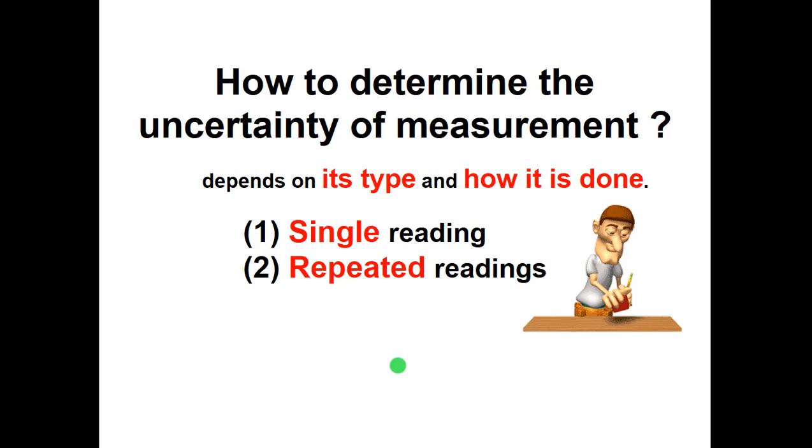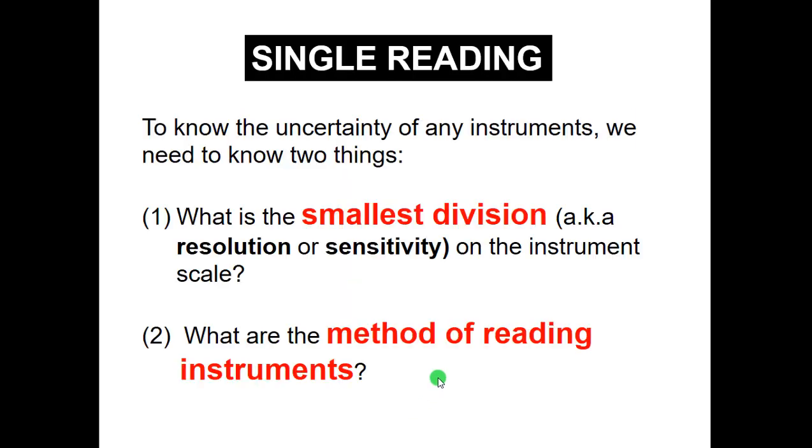How do we determine the uncertainty of measurements? It will depend on its type and how it is done. Basically, in every measurement in a physics experiment, we might have a single reading or we might do repeated readings. For a single reading, to know the uncertainty of any instrument, we need to consider two things. First, what is the smallest division or the sensitivity on the instrument scale? Second, what are the methods of reading instruments?